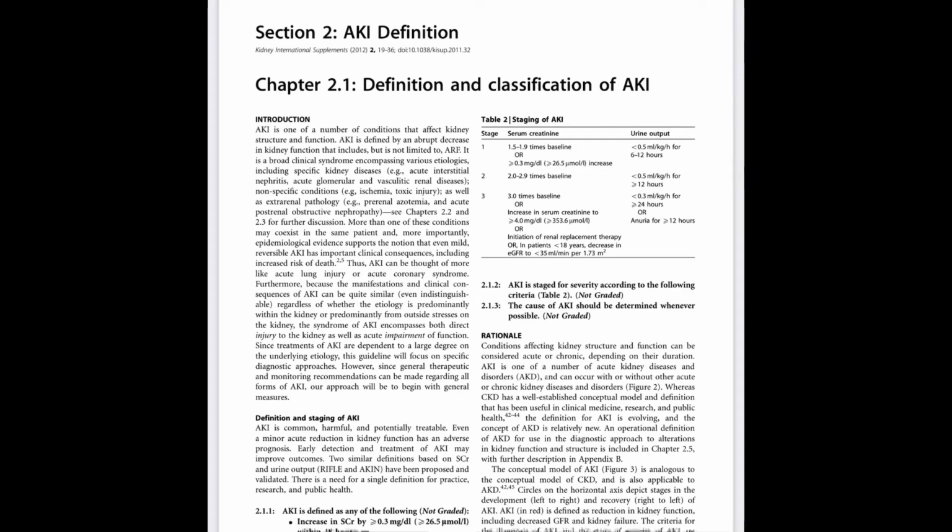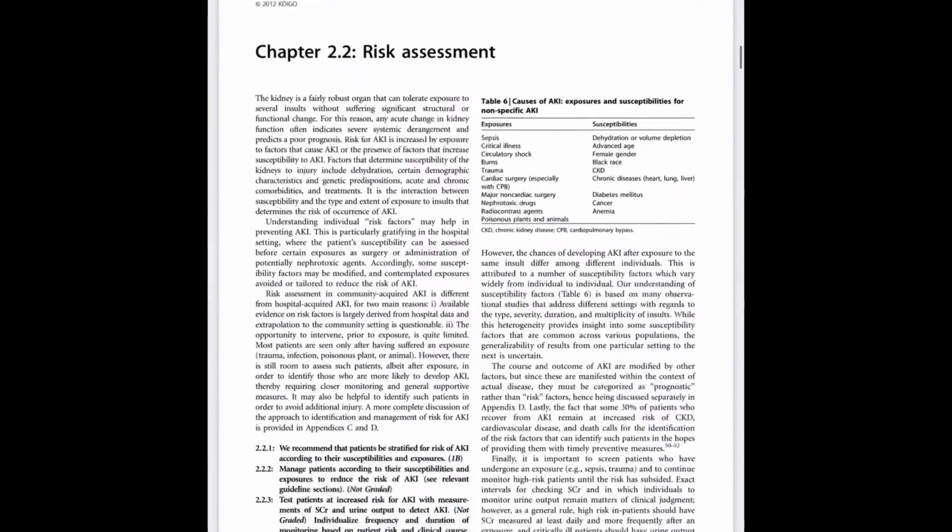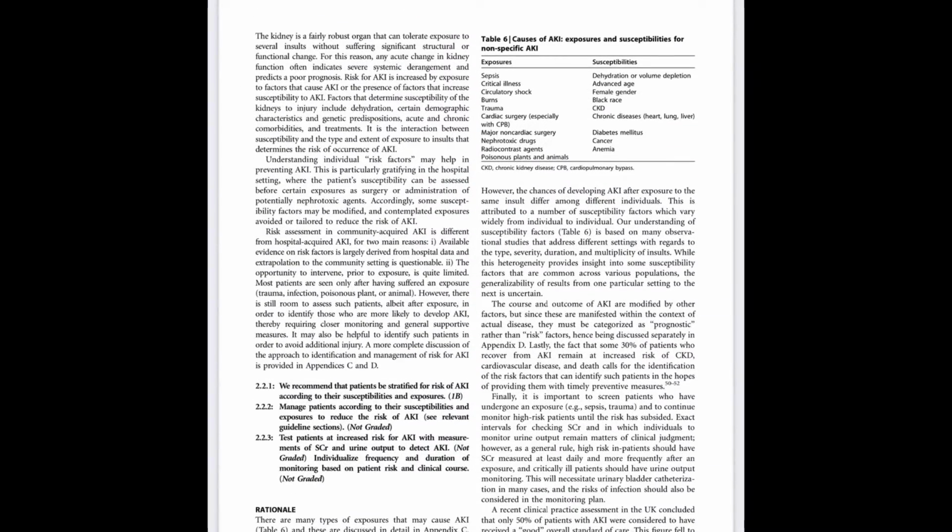AKI definition, there are some useful recommendations as well as tables that you can use to help classify and determine what patients would be at greater risk. Scrolling down to Table 6, you'll see there's a little table that includes both susceptibilities as well as exposures that put people at increased risk. Some of the susceptibilities include dehydration or volume depletion, advanced age, race, diabetes, as well as other things like cancer. Other exposures that patients could have include sepsis, burns, or other types of trauma, which increase their chances of an AKI.